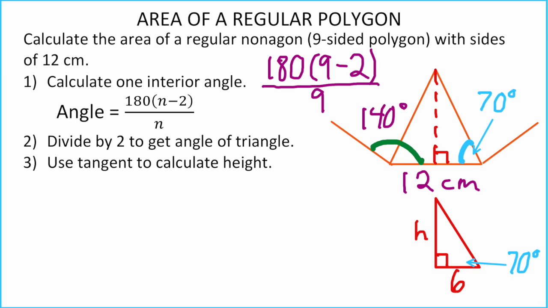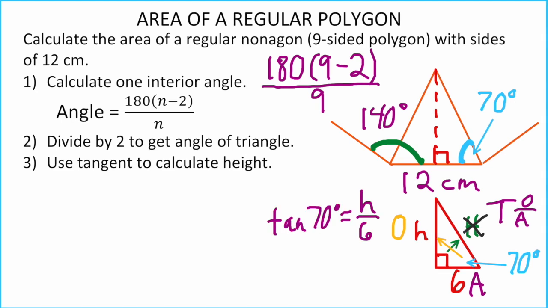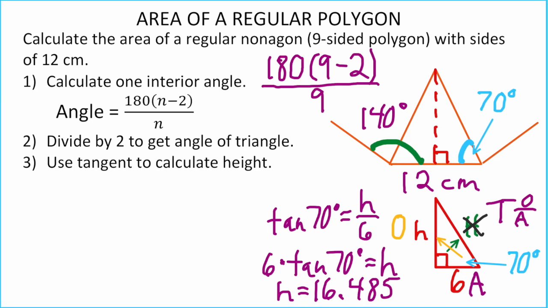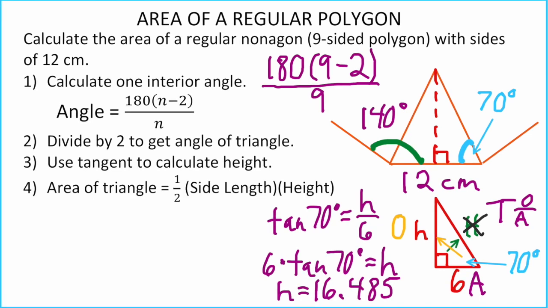So if we go through and mark our sides, we got our hypotenuse. Opposite the 70-degree angle is h, and 6 is the adjacent side. We're not using the hypotenuse, so this is TOA. That's why our steps say to use tangent. So we have tangent of 70 degrees equals h divided by 6. Multiply both sides by 6, so the height is 6 times the tangent of 70 degrees. And if you put this on the calculator, you get 16.485.